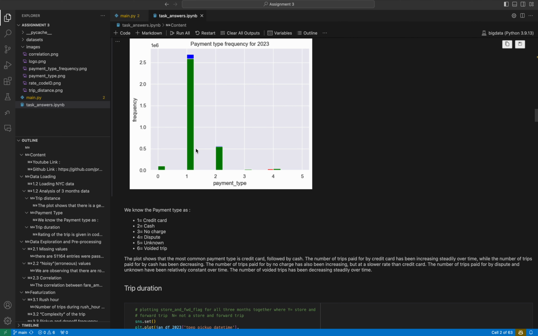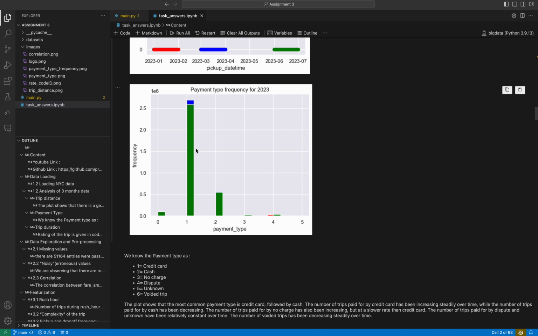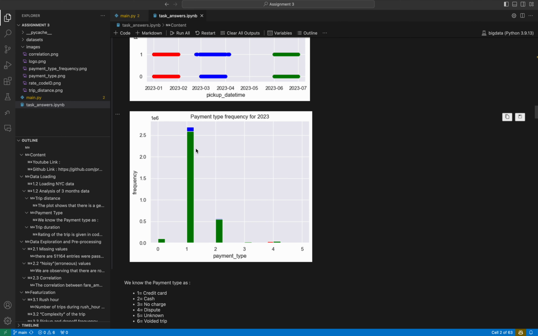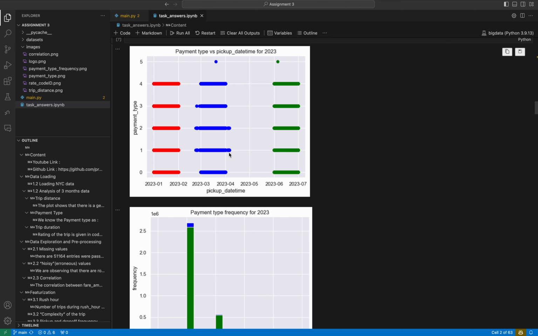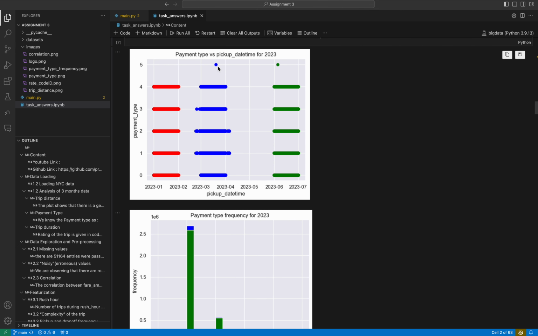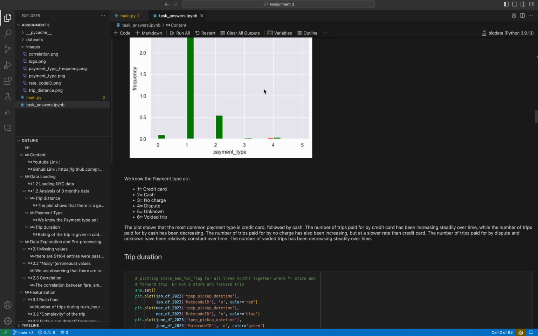The number of trips is also increasing over time, and so is the payment for those trips. We can also see that in the months of March and June, a few trips have no payment information. It is not no payment, but unknown. And there are a few others which are in dispute also.